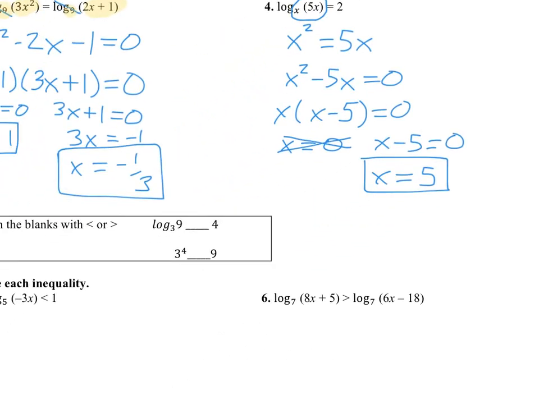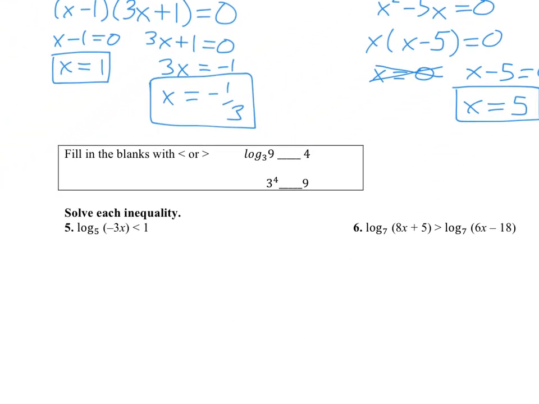Okay, so now we're going to move on to inequalities. Now, we've done this example before. We know that the exponent that turns 3 into 9 is 2, and 2 is less than 4. However, if we turn this into exponential form, 3 to the 4th is 81, which is bigger than 9.